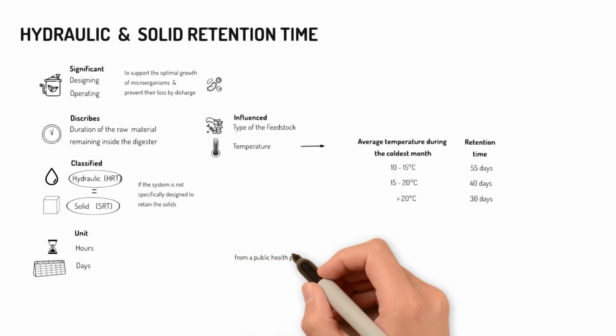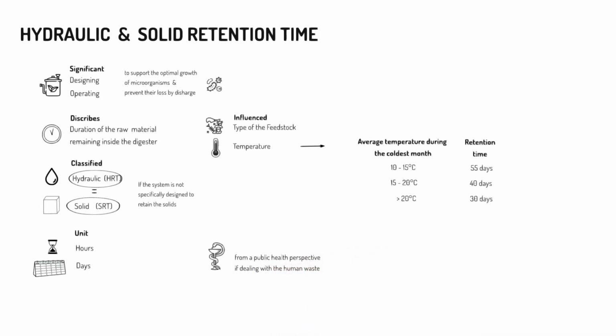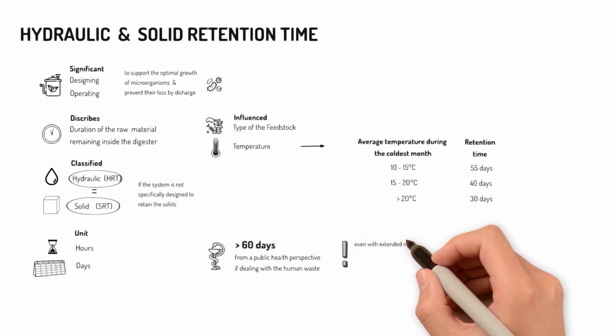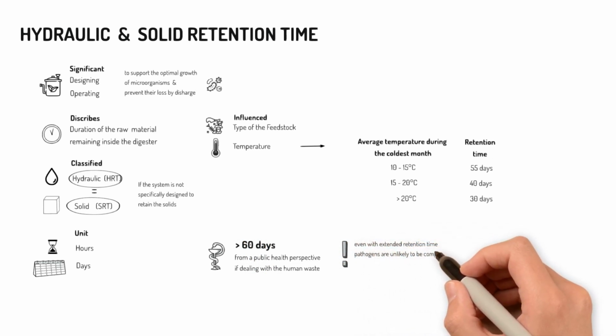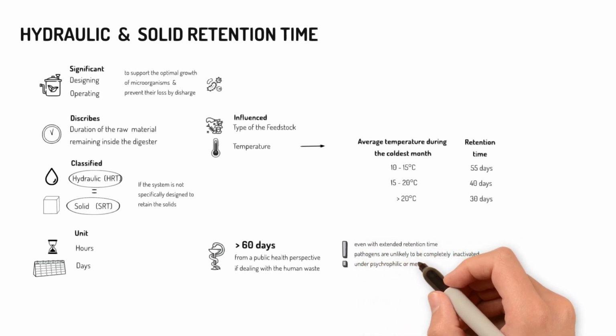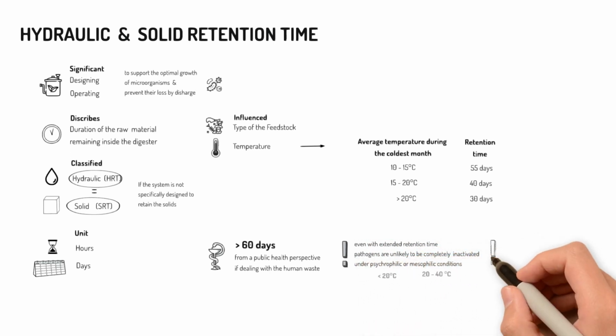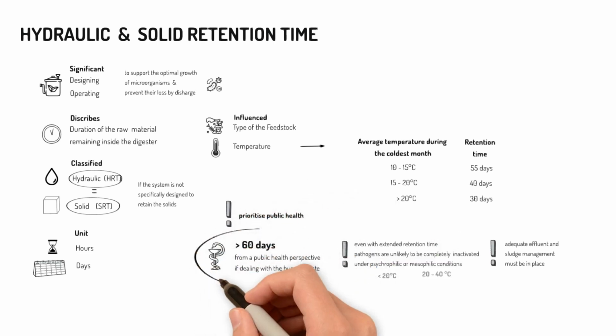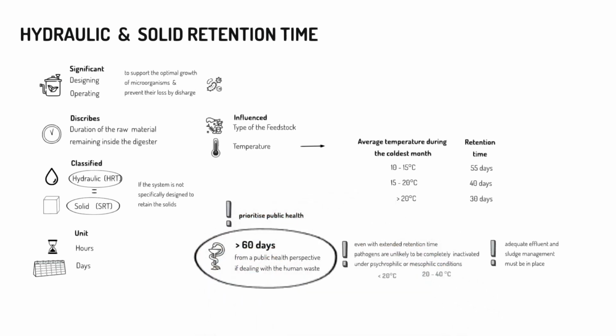However, from the public health perspective, if dealing with human waste, it is recommended to extend the retention time to at least 60 days in anaerobic digestion systems when no adequate post-treatment is provided. And even with extended retention time, pathogens are unlikely to be completely inactivated under psychrophilic or mesophilic conditions. Therefore, adequate effluent and sludge management must be in place, and further treatment steps may be necessary depending on the specific application or disposal method. It is important to prioritize public health by considering these factors and taking appropriate measures.